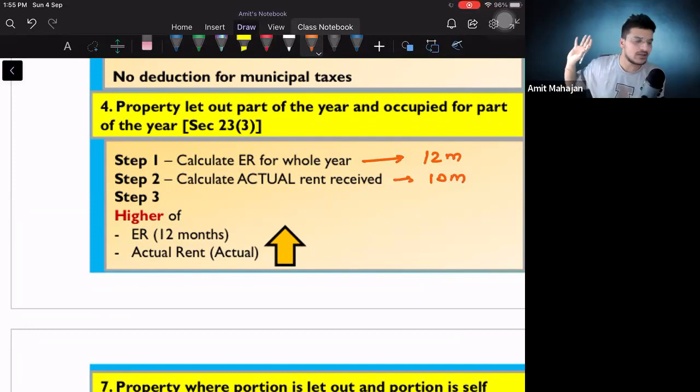इधर कुछ भी भेदभाव नहीं करेंगे, इधर सीधा 12 मंथ्स वर्सेस 10 मंथ्स करेंगे, कुछ प्रॉब्लम नहीं है. इधर ड्यू टू वेकेंसी और कुछ भी नहीं करने का, सीधा कंपेयर करने का, whichever is higher. बेसिकली ये तेरा नॉर्मल जनरल लॉ इधर एप्लीकेबल हो जाएगा. एक्सपेक्टेड रेंट और एक्चुअल रेंट, whichever is higher. Is everybody clear with this?